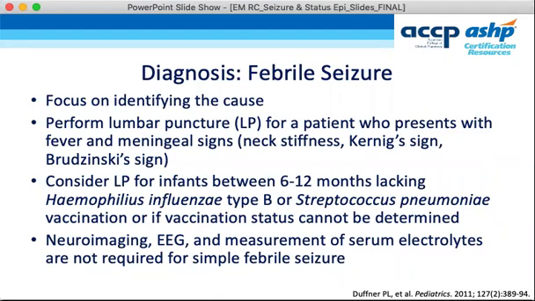We can perform a lumbar puncture for a patient who presents with fever and meningeal signs, which include neck stiffness, Kernig signs, or Brudzinski signs. We can consider an LP for infants between the ages of 6 to 12 months lacking Haemophilus or strep pneumo vaccination, or if vaccination status cannot be determined. Neuroimaging, EEG, and measurement of serum electrolytes are not necessarily required for a patient with a simple febrile seizure.